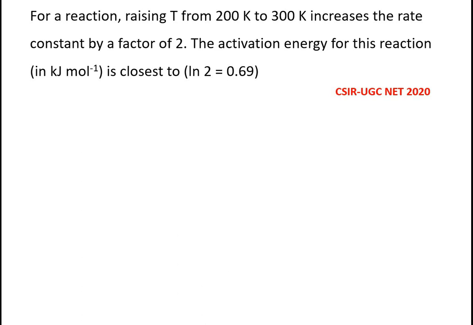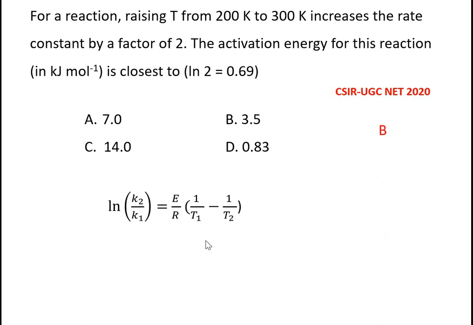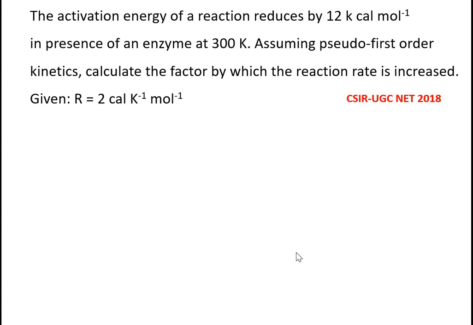Second question: for a reaction, on raising the temperature, this time the temperature is changing from 200 to 300 Kelvin, and that results in an increase of the rate constant by a factor of 2, and it is needed to find the activation energy. Again another equation would be required here, that I have shown in the review. This is the equation. All the values are given, T1, T2, 200, 300, and k2 by k1 is 2. So you can find Ea, and R is 8.314, as you know.